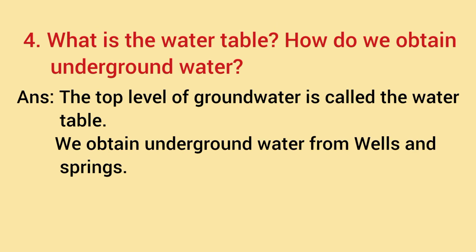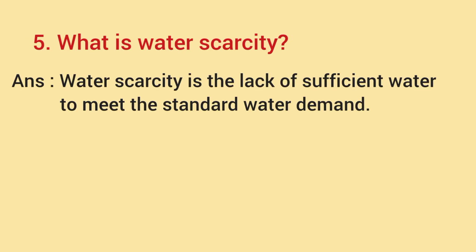Next question. What is the water table? Answer. The top level of groundwater is called the water table. How do we obtain underground water? We obtain underground water from wells and springs. What is water scarcity? Answer. Water scarcity is the lack of sufficient water to meet the standard water demand.